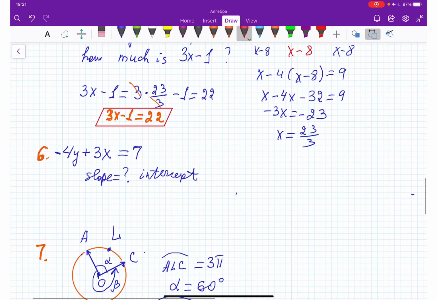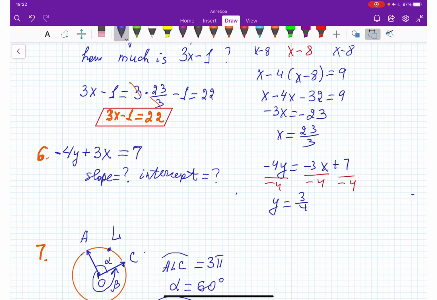Question number 6. We need to find the slope and the intercept here. To find them, I'm going to rewrite the equation in slope-intercept form. So negative 4y is equal to negative 3x plus 7. Dividing by negative 4, negative 4, negative 4, we get y is equal to 3/4 of x minus 7 over 4.